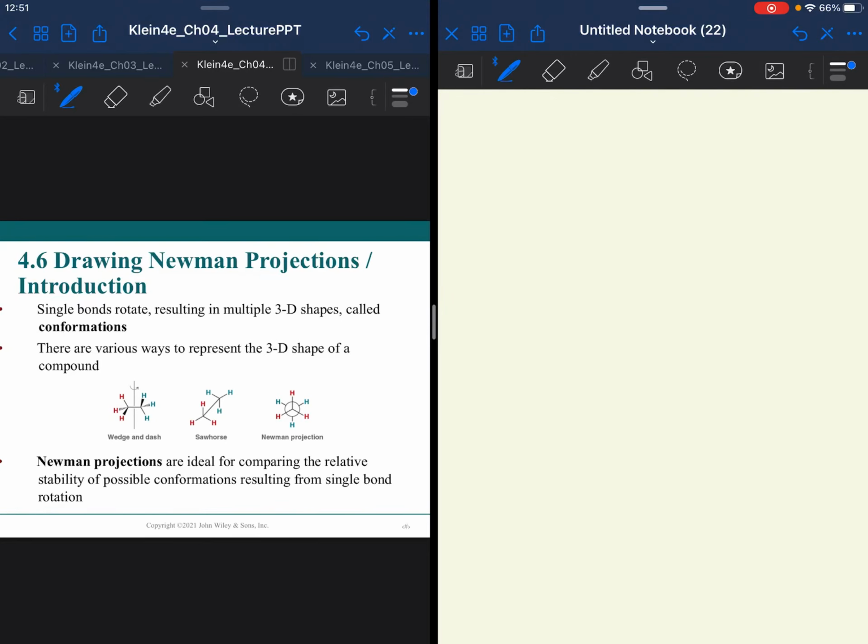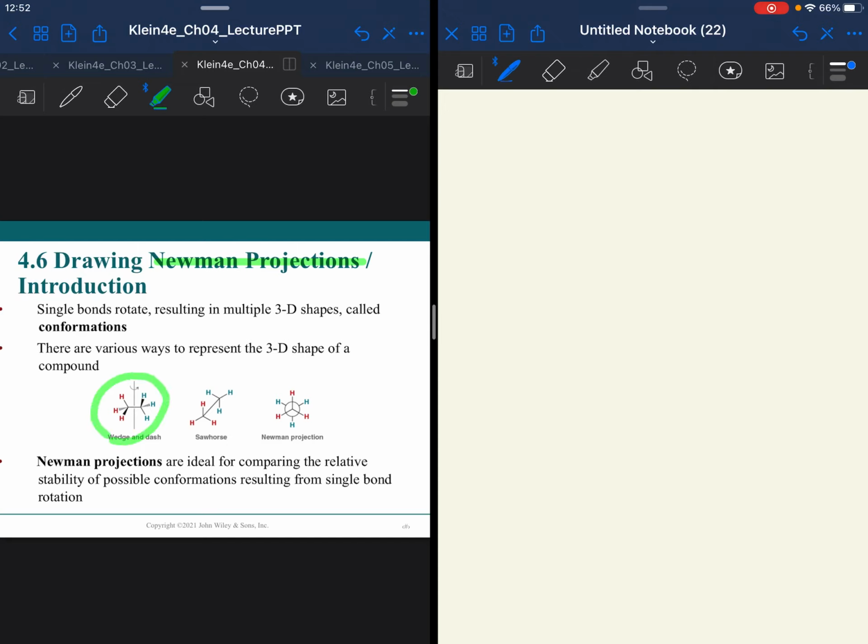All right, welcome to chapter 4, part 4. We are talking about Newman projections in this video. There are a few different representations of alkanes that we're going to cover this week. Newman projections allow us to really analyze the geometry and the positioning around looking down one specific carbon-carbon bond.